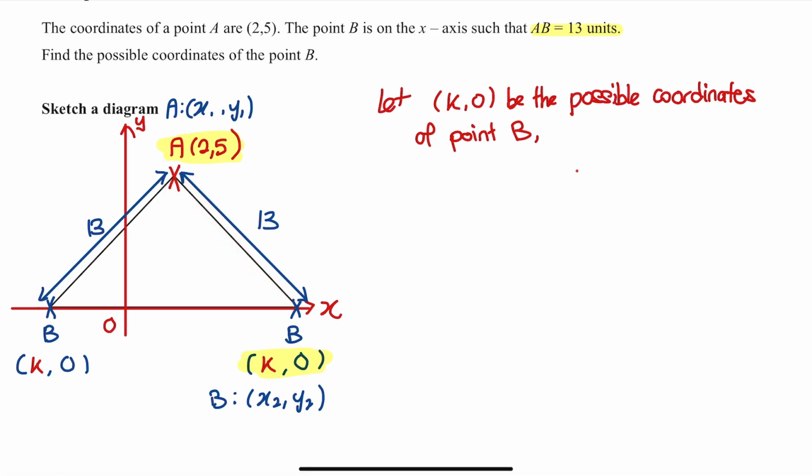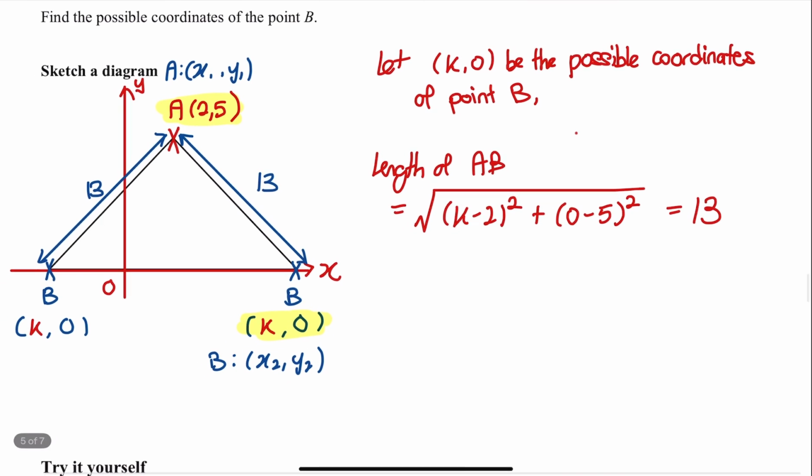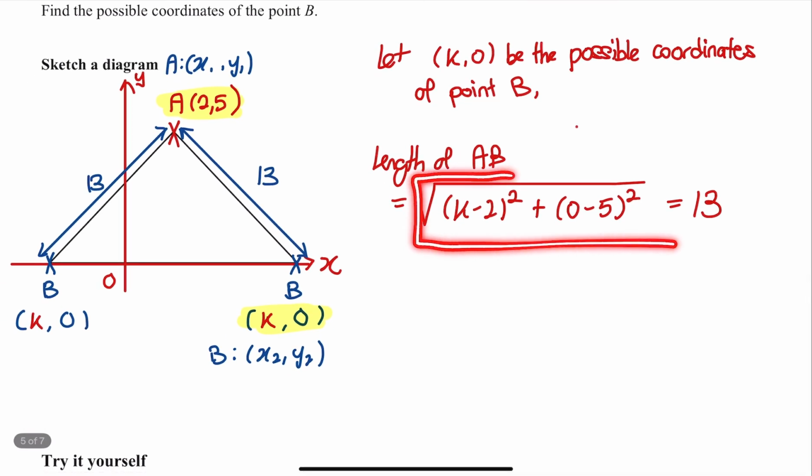So this means that length of AB is equal to square root of x2 minus x1, which is k minus 2 square plus 0 minus 5 square. This length here is equal to 13 units. Okay, therefore from here I just need to solve this equation now. Okay, let's look at this part here. To make our life easier, let's get rid of the square root.